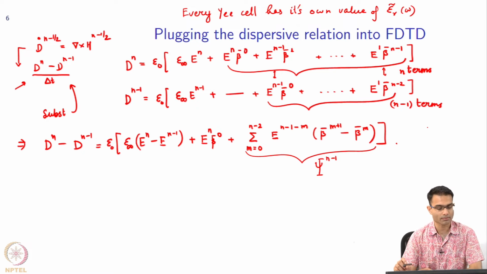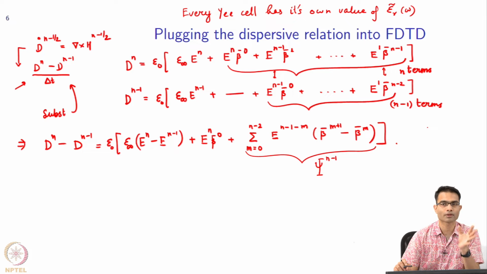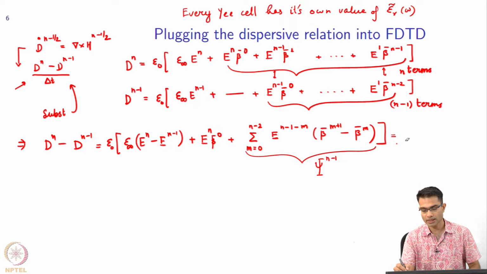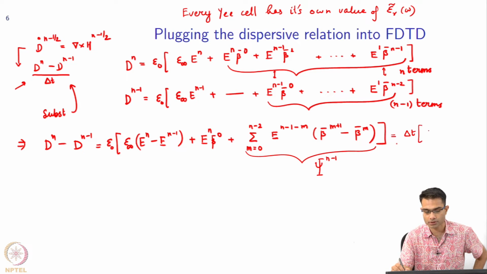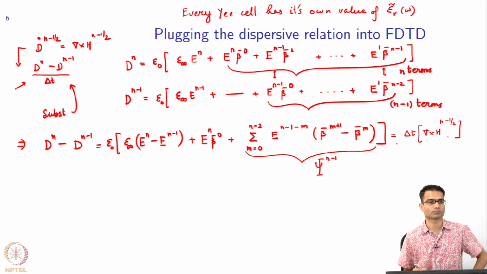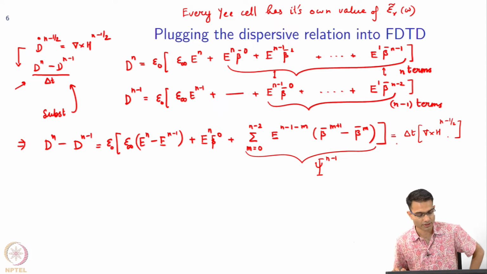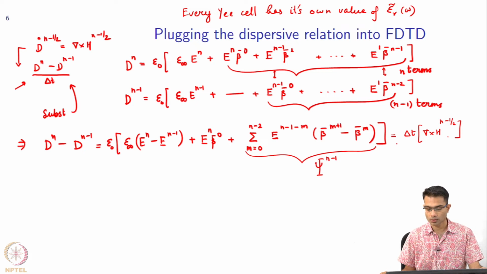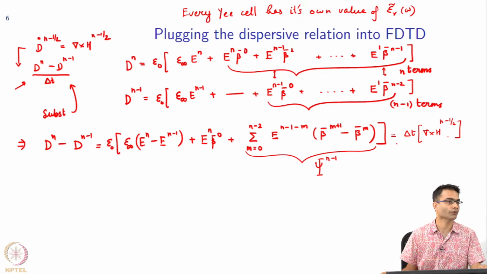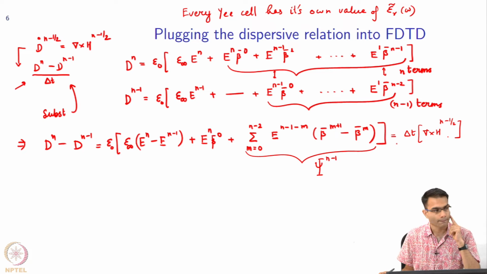This d n minus 1, I am not interested in d, I want a relation between E and h. So, I use Maxwell's equations, and what should I replace this by? This is d n minus 1, it should get replaced by curl of h and a delta t, right. So, this should be equal to delta t times curl of h n minus half, since it is just the difference d n minus d n minus 1. So, from this entire expression I want to extract E n, a relation for E n in terms of all past electric field and magnetic field. So, can I do that?